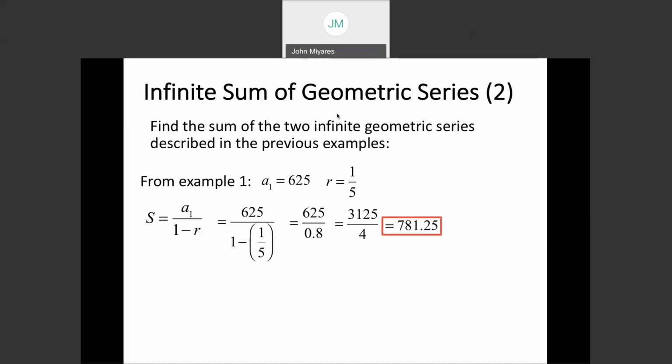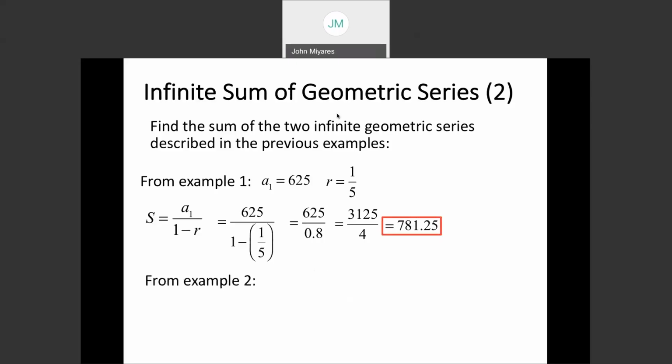Now, if you remember from earlier, the sum of the first 8 terms of the sequence was 781.248. So you're now adding an infinite number of terms together, but didn't really increase the overall value of the sum that much after looking at the first 8 terms. That's mostly because the r value we're using here is pretty small.